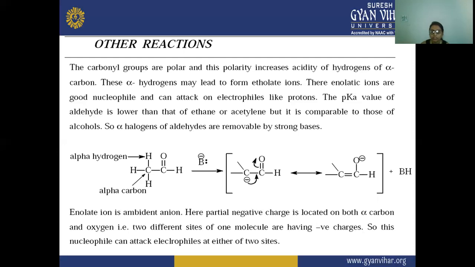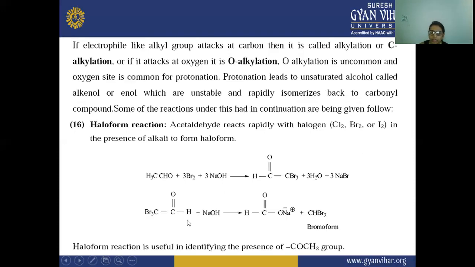Here you will see the alpha hydrogen. This is your carbonyl carbon. On the left side, the carbon attached to it is your alpha carbon, and the hydrogen attached to this alpha carbon is called the alpha hydrogen. When it is attacked by a base, the enolate ion is formed.